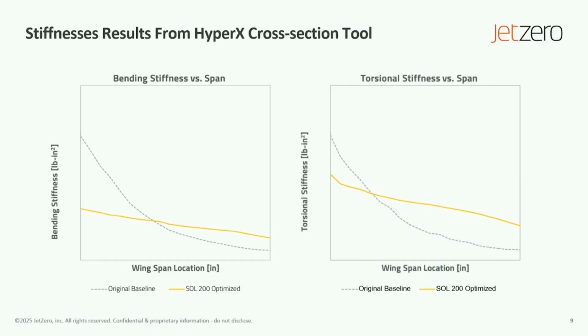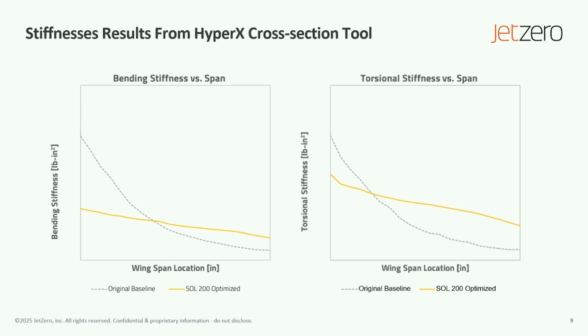So with the cross-section tool, we got the property values, and we compared them between two different wings. So the first wing, our baseline wing, did not pass flutter requirement. It was sized for strength and stability. It's shown in gray. And then the other wing we're trying to compare it to is our SOL 200 flutter-optimized wing for stiffness.